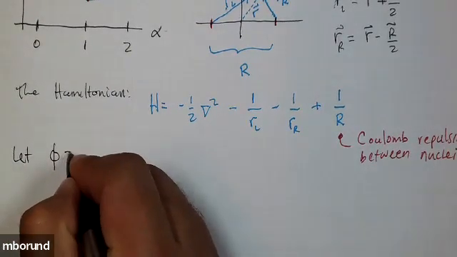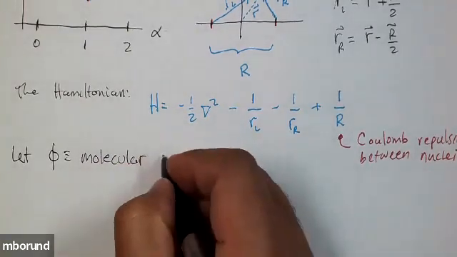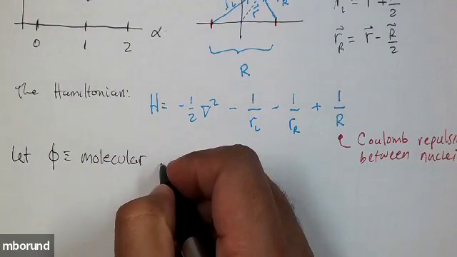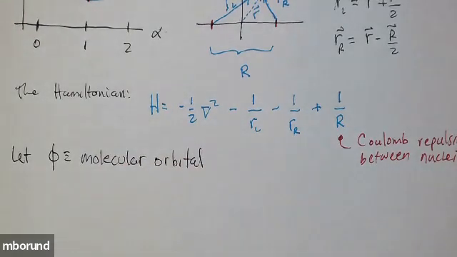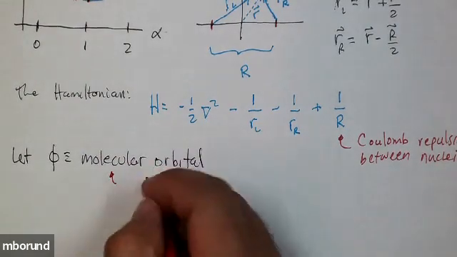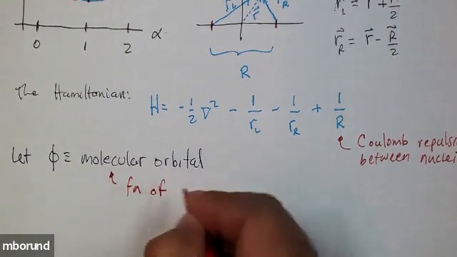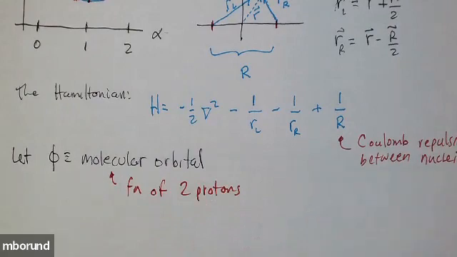Now what we have is that this guy is our molecular orbital. Now, some definitions: this is a molecular orbital, and it's molecular because it's a function of two protons. And our trial wave function, we have to choose a trial wave function at this point.